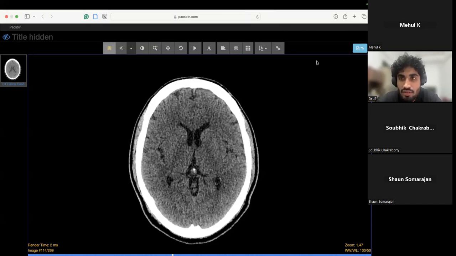Sir, basically the Monro-Kelly doctrine says that the brain is a compact space. It is filled by brain parenchyma, blood, and the CSF. If any one of them is increasing, it can accommodate till one point of time, after which the brain will start herniating because of increased pressure. Okay, thank you.